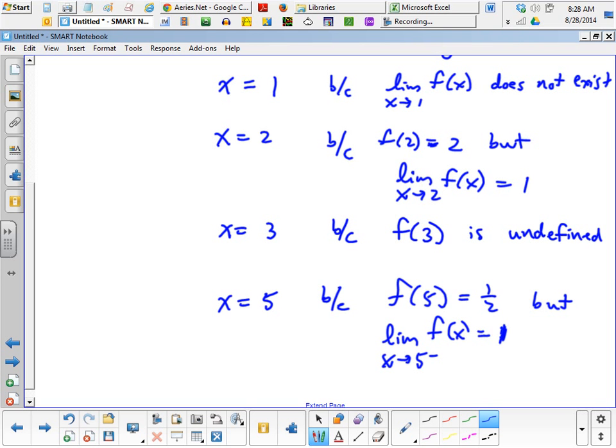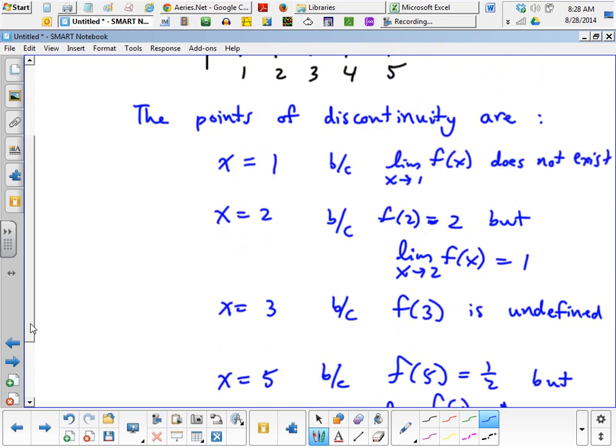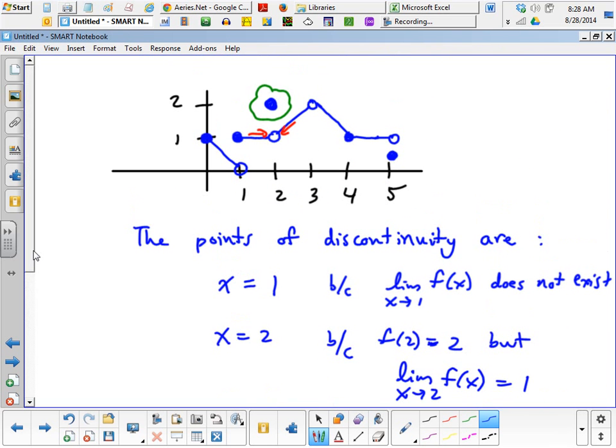Our book might say, where is it discontinuous? But you need to know exactly why. And maybe you should write it out like I did for practice. Okay, there are some other points where the graph is not continuous. Does anyone know where they are?